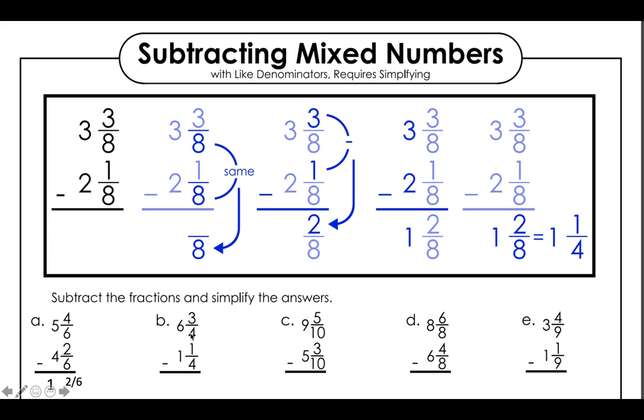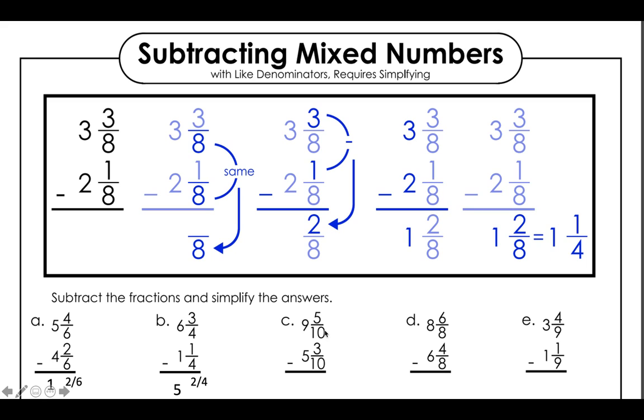Next one, 6 3/4 minus 1 1/4. Well, the common denominator is 4. And then I would subtract 3 minus 1, and that gives me 2/4. 6 minus 1 gives me 5. So my answer is 5 2/4.